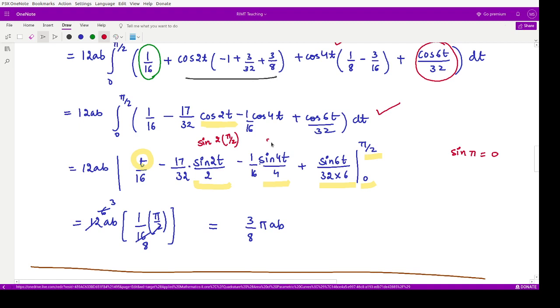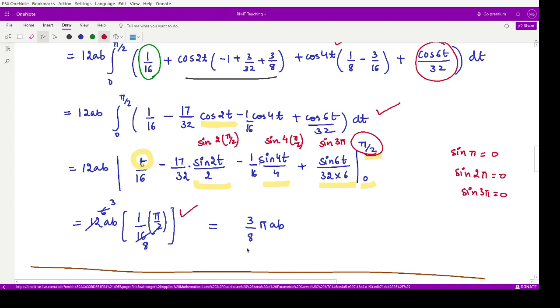Next, when you substitute pi by 2 here, you would have sine 4 into pi by 2. So this would be sine 2 pi, that is again equal to 0. So this term is also 0. When you substitute pi by 2 here, you would have sine 3 pi. So this is also 0. So all these terms are 0 when you substitute pi by 2, and when you substitute 0 here, this term would be 0. Sine of 0 is 0 in all these cases, so we are only left with this term.